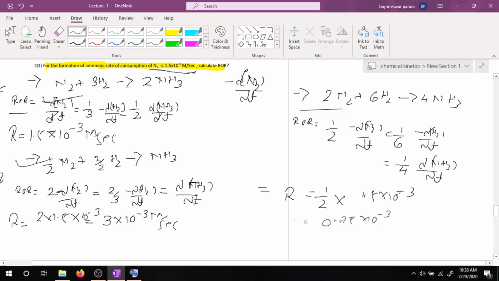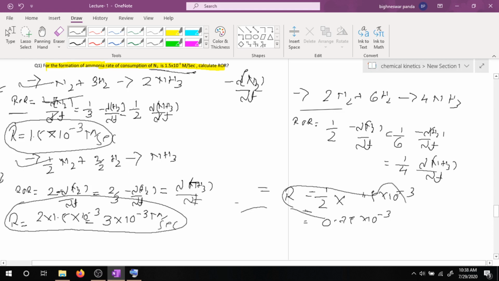So for all the three reactions, the rate is different. Here the rate is 1.5 into 10 to the power minus 3 for this type of reaction. Here the rate is 3 into 10 to the power minus 3 for this reaction, and here the rate is 0.75 into 10 to the power minus 3. So for all the three reactions, the rate is different.